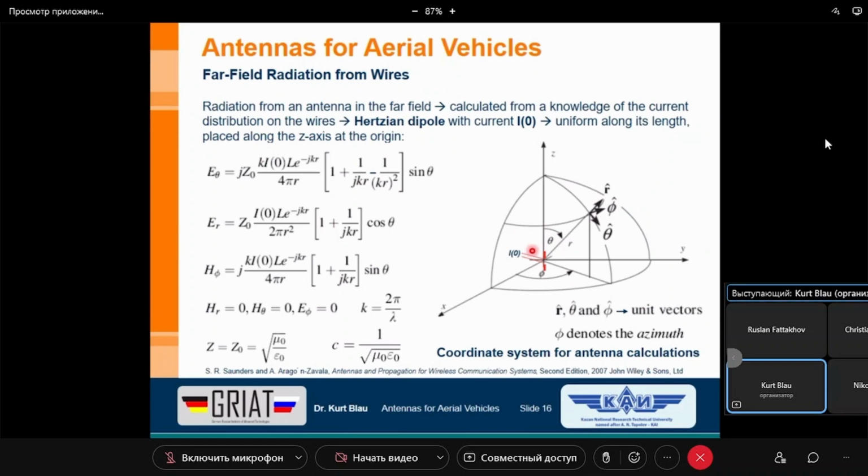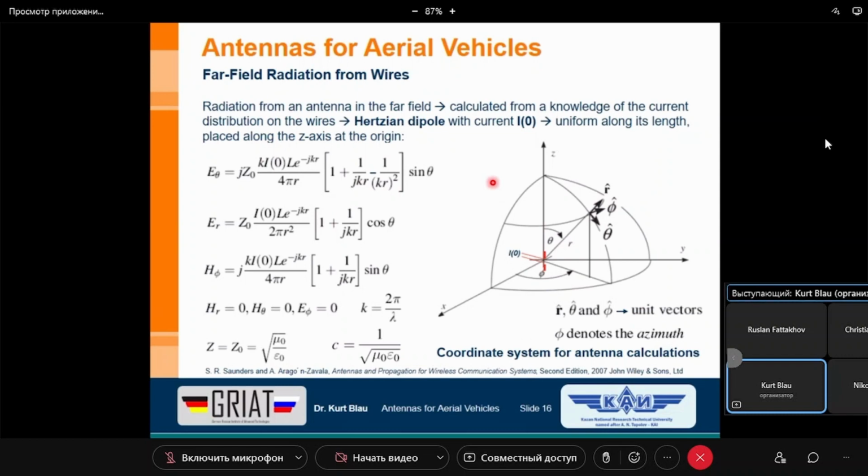Then we can see that, let's say, the current goes not through 0. Let's assume it has another value, but along the dipole, this value is constant. This is the main point that I have to give you on the way. That means over the length of the dipole, the current distribution can be assumed constant.